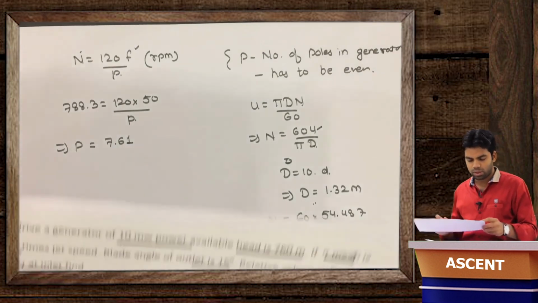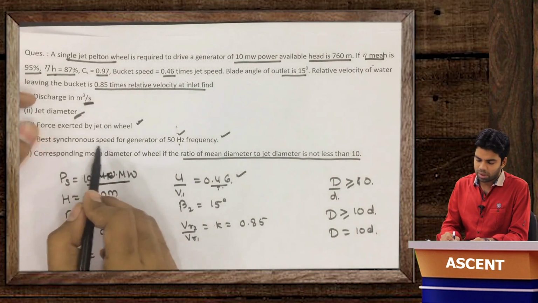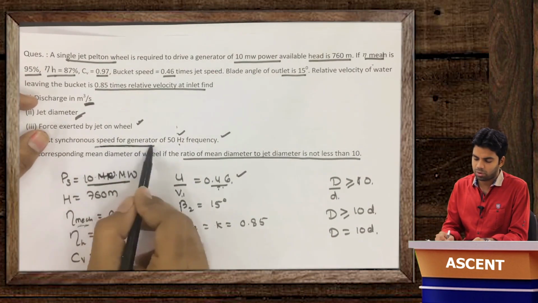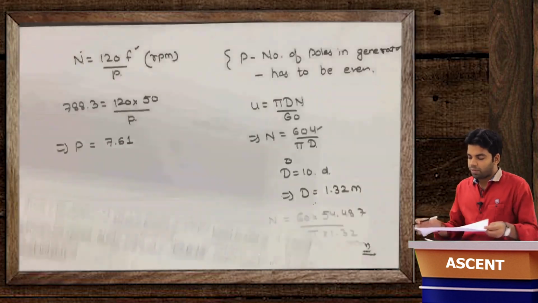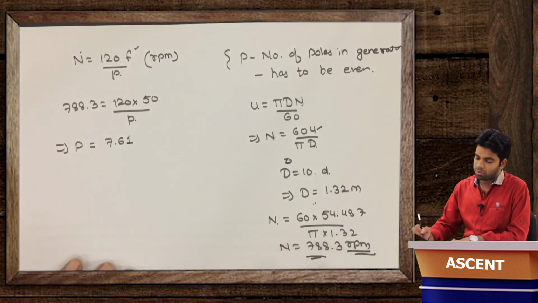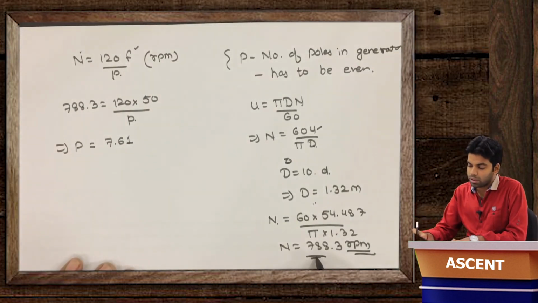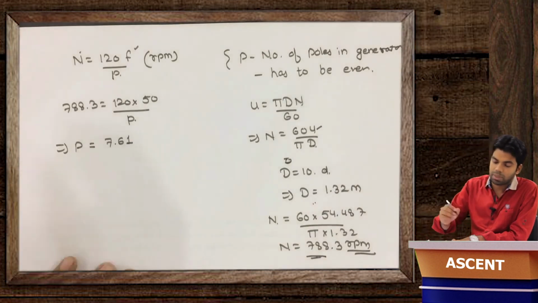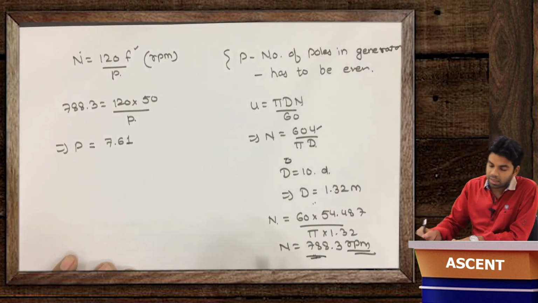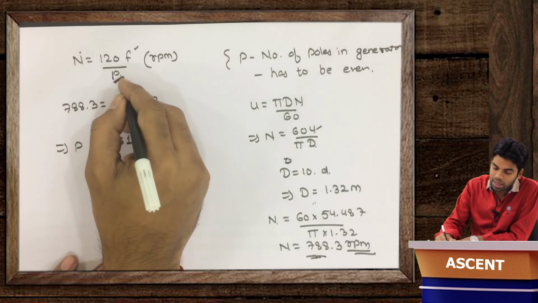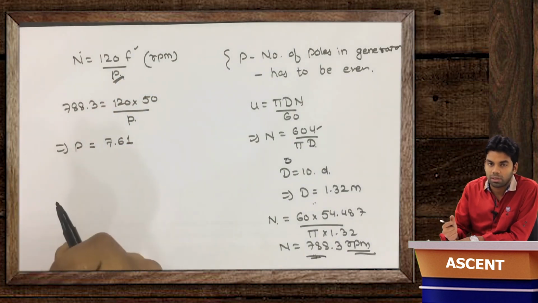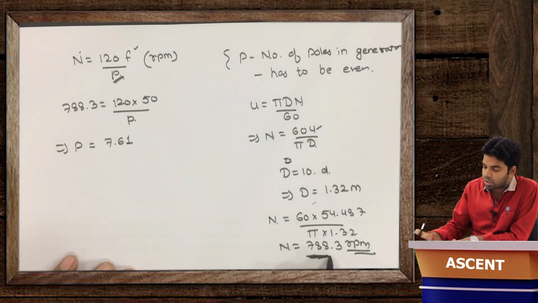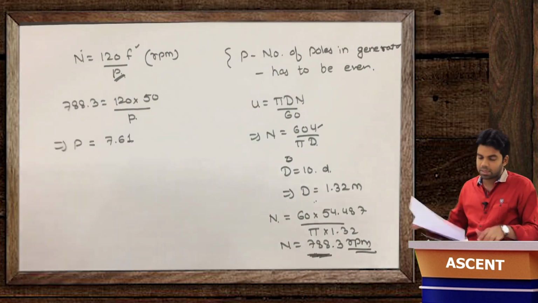Now you can ask, we wanted to determine the synchronous speed for the generator. We wanted to determine the speed of the generator in fact, and we have determined the speed of generator here. So here we got the speed of generator. Now you will ask, sir, we got the speed of generator, then why are we going back? So we are going back because the number of poles has to be even. If we take this speed of generator, we have to determine the best synchronous speed.